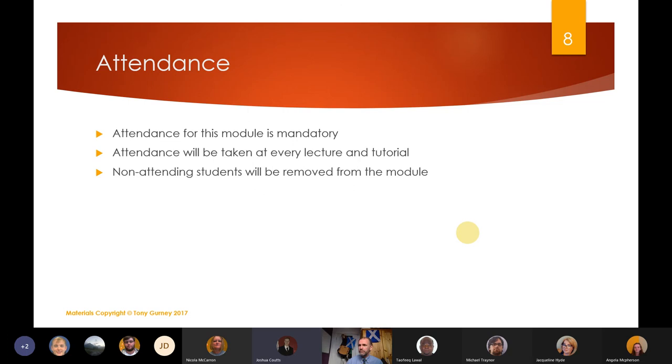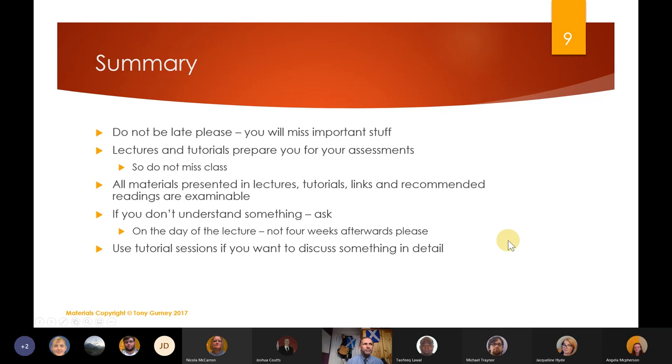Turn up. I will be recording these and I will make them available online. I paused there because it used to be on Microsoft Streams. They may be changing that. I'm not quite sure, but I'll give you a link on Teams to wherever they end up in the end. If you're not engaging, if you're not doing stuff, I'll remove you. Okay. So please come along, do the stuff. If you don't understand anything, ask, and please ask there and then.